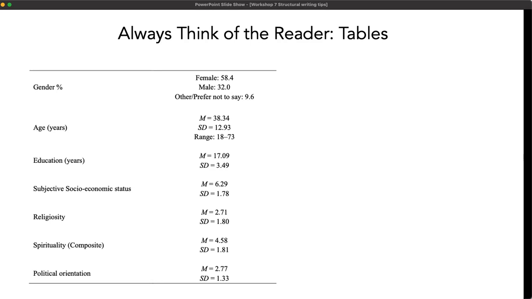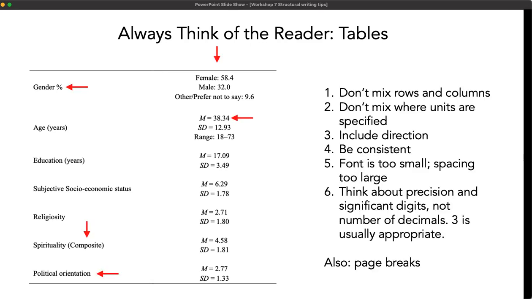Let me walk you through what I see here, and then I'll give you another example. Rows and columns are mixed up. You just pointed that out. By which I mean, we shouldn't have one row for mean and then one row for standard deviation when the rows are already something else. The rows are the variable. Next is don't mix where the units are specified. Here, for example, it says percentage, but percentage is very much like mean. So it should appear over here next to the actual units if that's where we're specifying where these are.